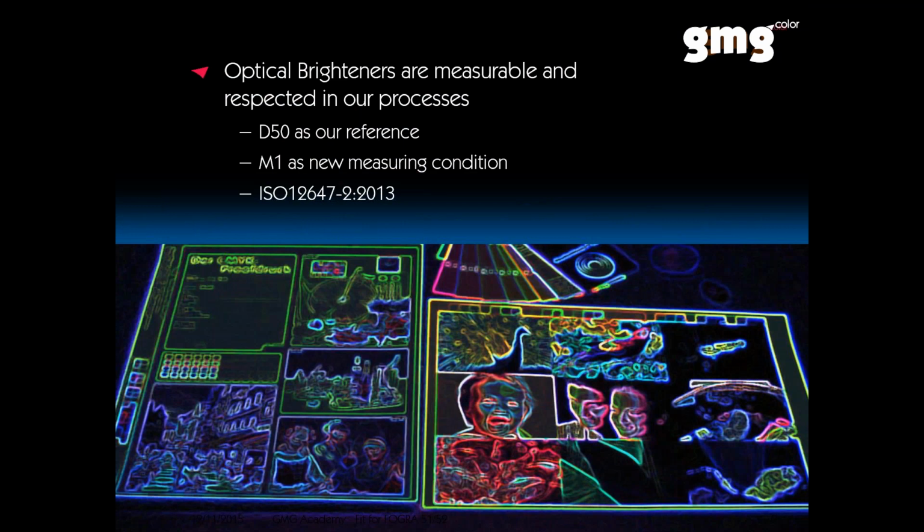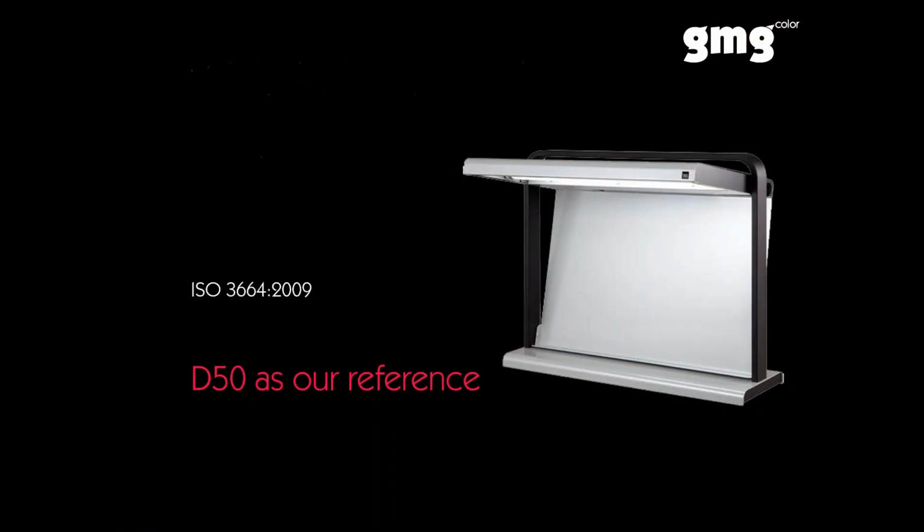So we see this in the following topics: D50 as our reference for viewing proofs and prints, the new measuring mode M1, and the new revision of ISO 12647-2. We will have a closer look at these three topics now. So let's start with the changes in our viewing conditions.